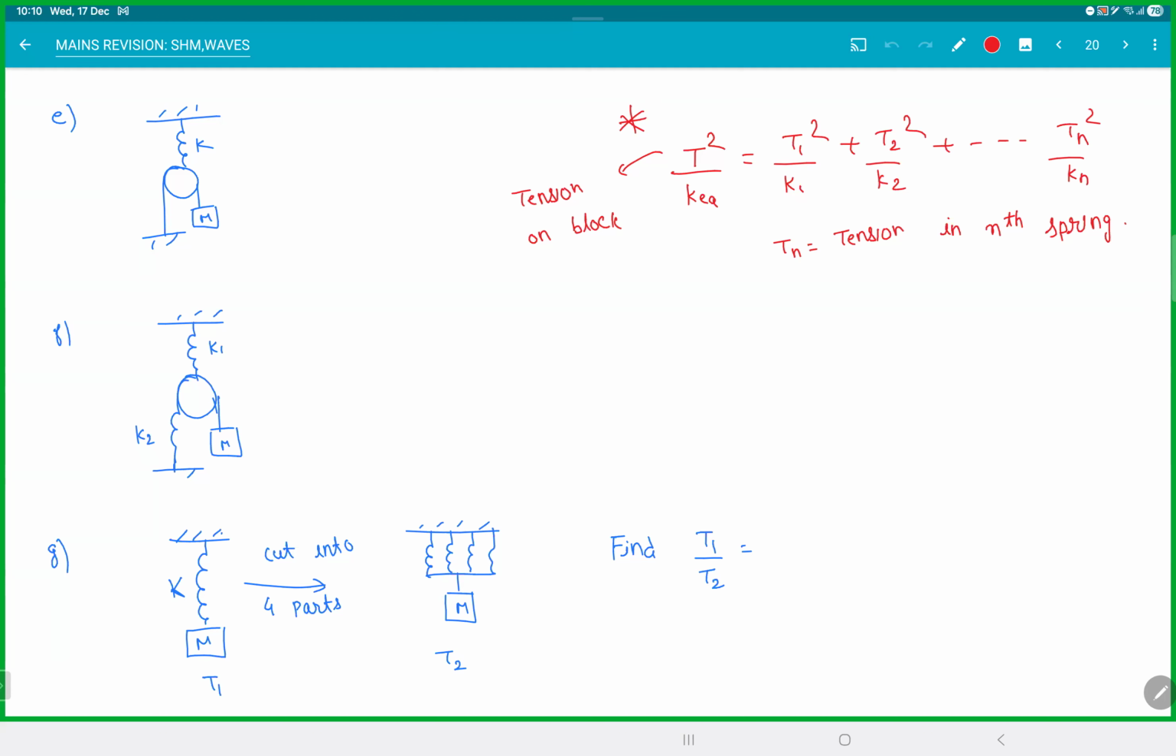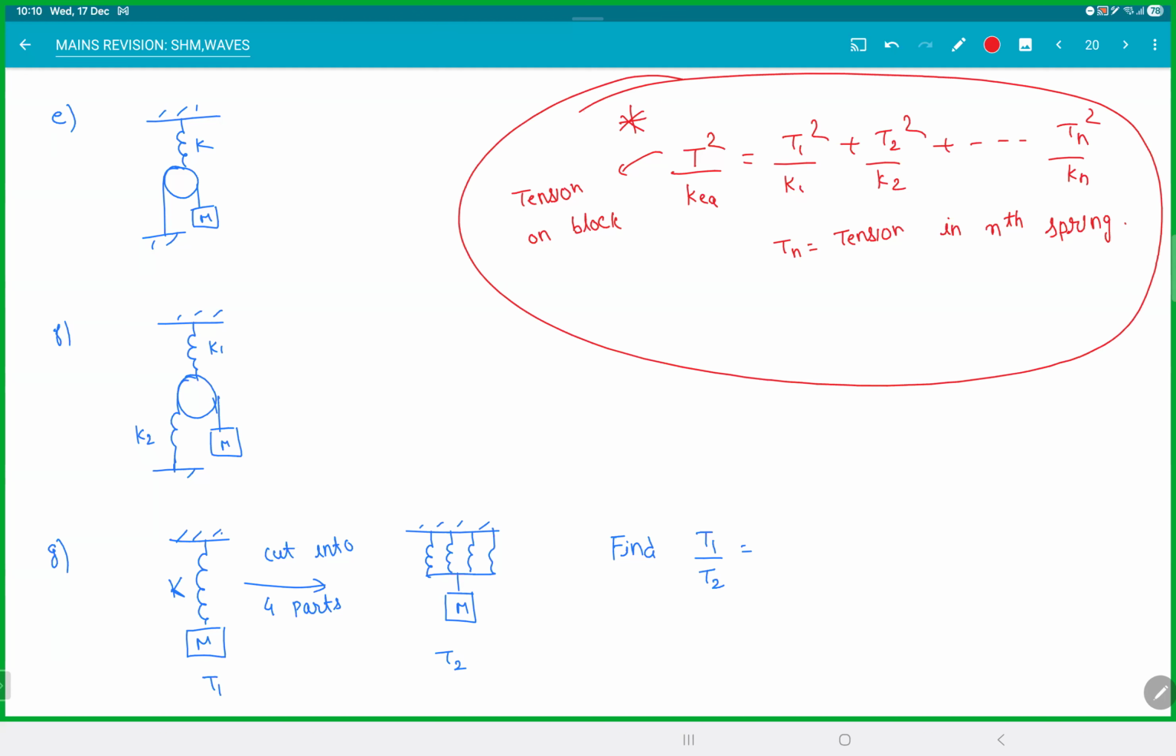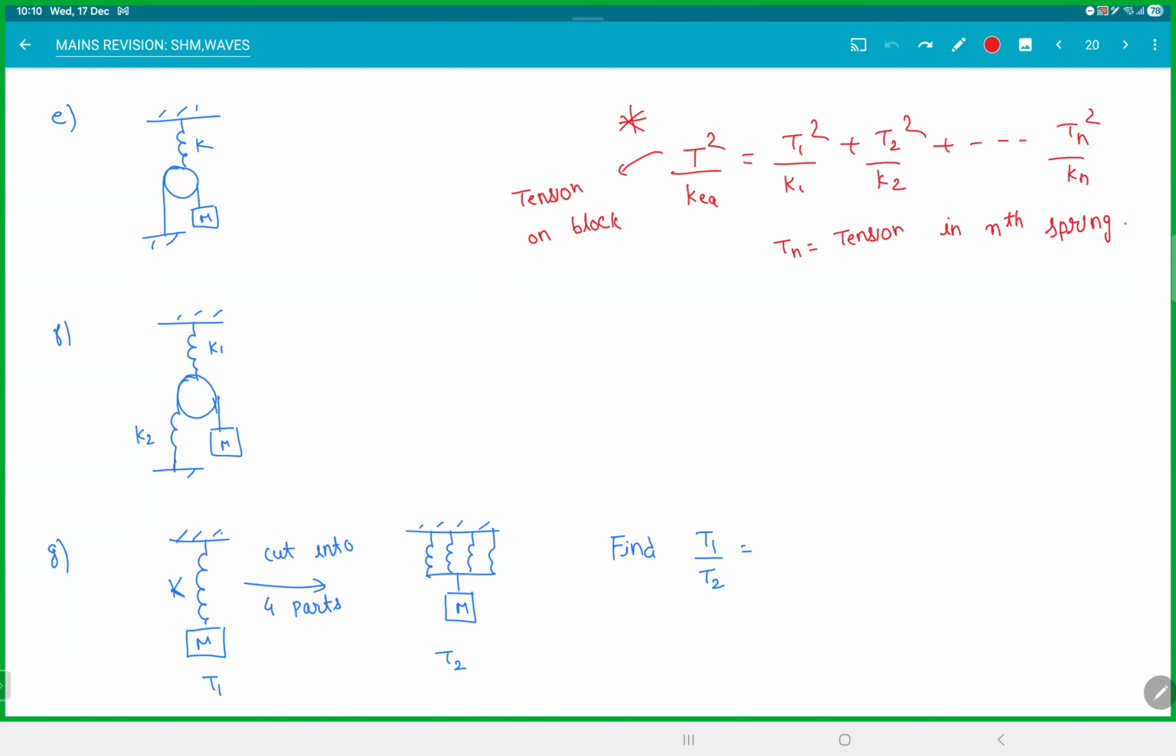I hope you remember this formula. I taught you this somewhere in NLM. Equivalent, K equivalent.